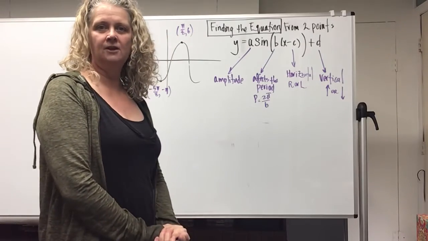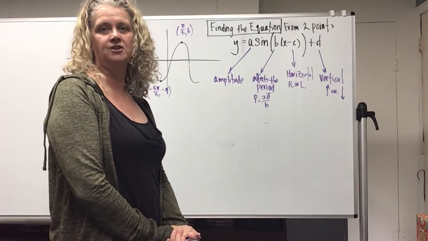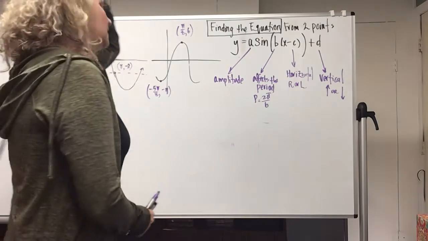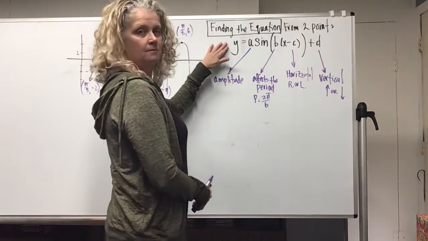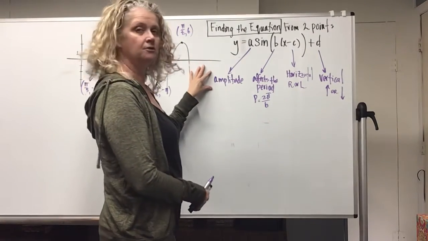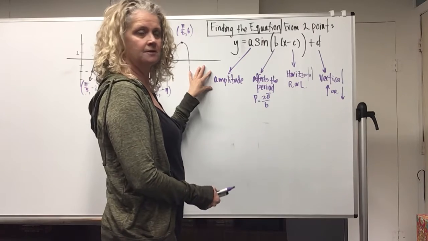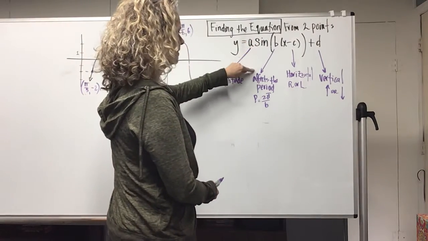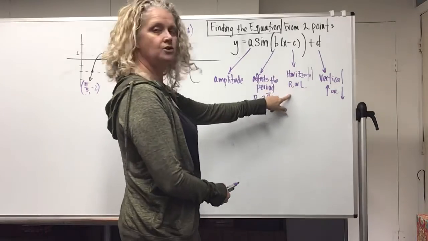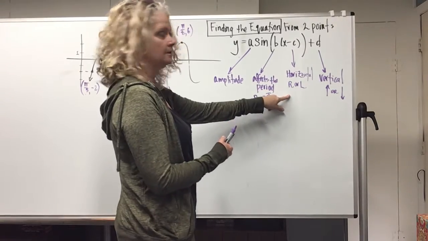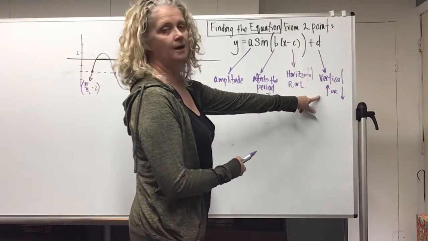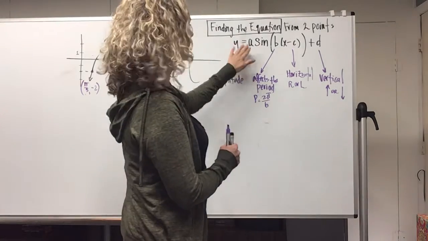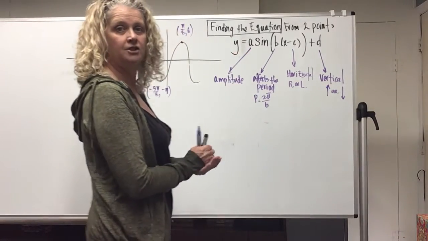Today we are going to find the equation of a sine or cosine curve based on 2 points. So looking at the master equation, A affects the amplitude, which is how high or low a graph goes. B affects the period. C is your horizontal movement, which is right or left. And D is your vertical movement, up or down. And we need the A, B, C, and D to find the equation of the curve.